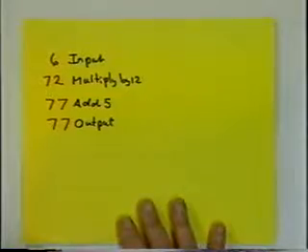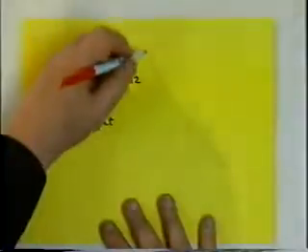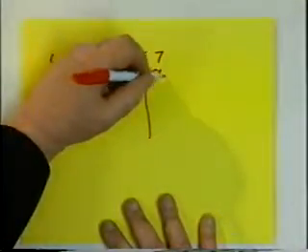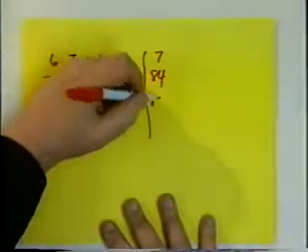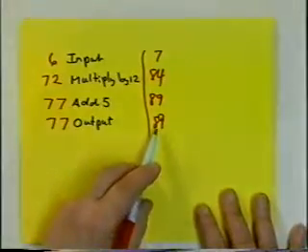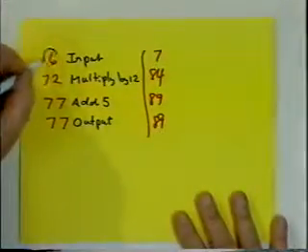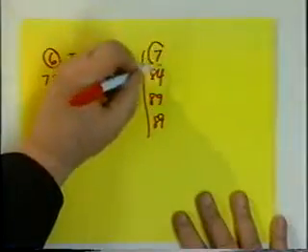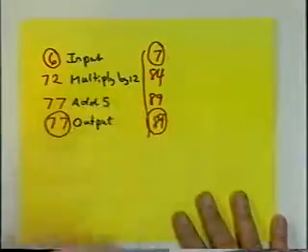If the input were 7, what would happen over here? 7 times 12 is 84. 84 plus 5 is 89. So if the input was 7, the output would be 89. Doesn't look too profound, I don't think, yet. If the input is 6, the output is 77. If the input is 7, the output is 89.